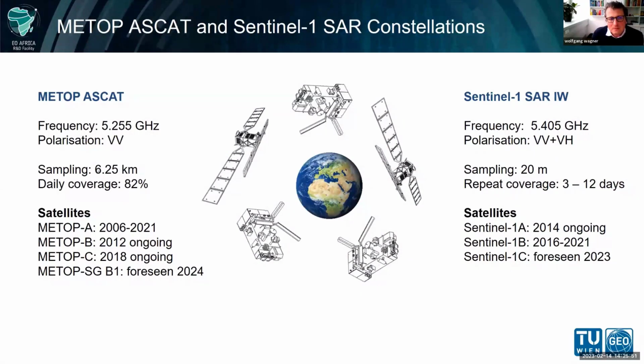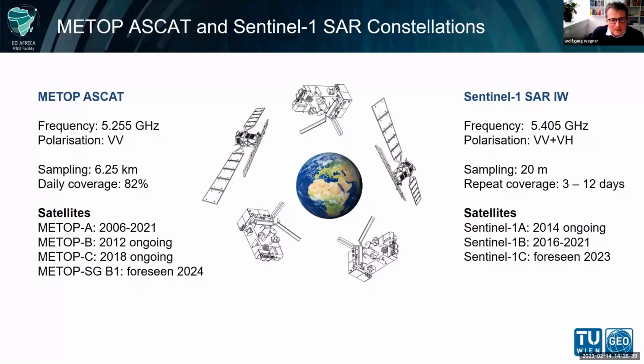The ASCAT instrument measures at a very coarse resolution of, say, 15 to 25 kilometers. Right now we sample them on a grid of 6.25 kilometers. But the advantage is daily global coverage that is above 80%. With the Sentinel satellites, we achieve a resolution in the order of, say, 10 to 20 meters. We work with a sampling of 20 meters, because then there's already a kind of smoothing of the images that are affected by speckle. Another disadvantage of those data is that they don't come daily, but there's a repeat coverage in the order of, say, 3 to 12 days, depending on where you are in the world.